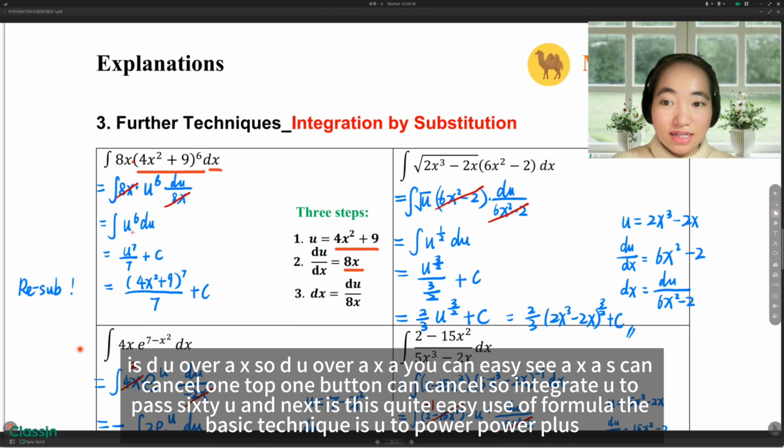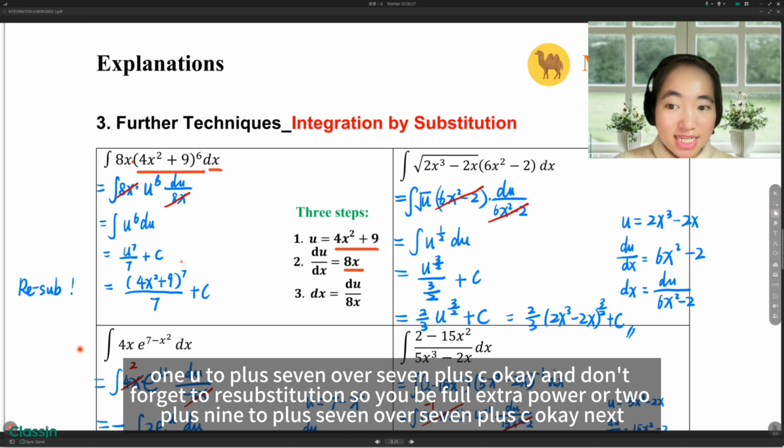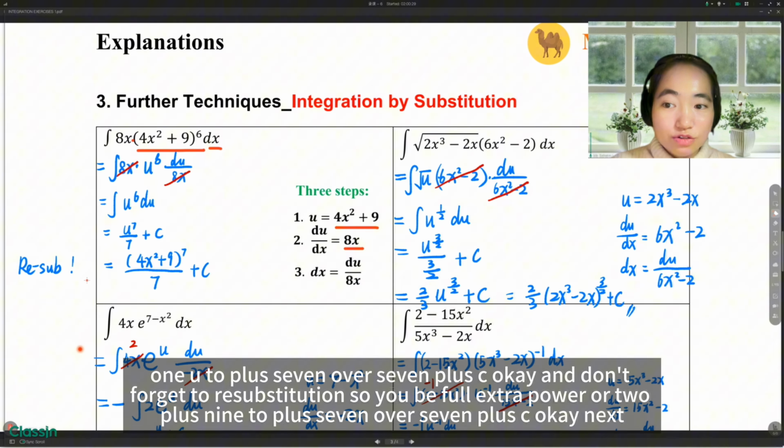And next, this is quite easy, use the formula. The basic technique is u to the power plus 1 over power plus 1: u to the power 7 over 7 plus c. Okay, and don't forget to resubstitute. So it'll be (4x to the power of 2 plus 9) to the power 7 over 7 plus c. Okay, next.